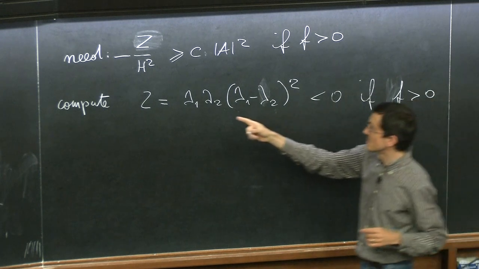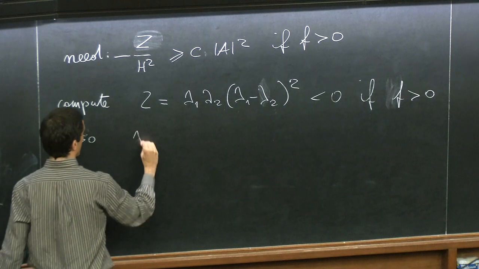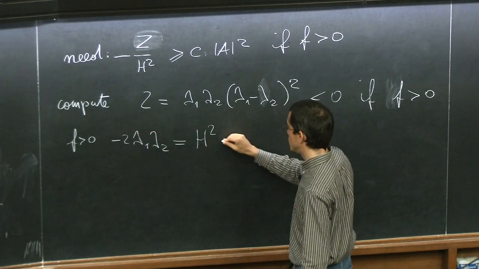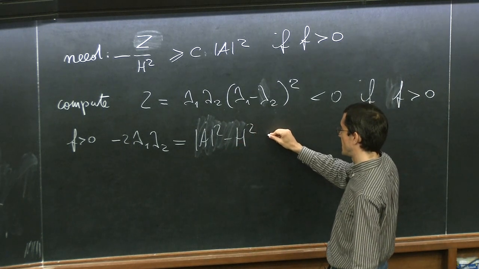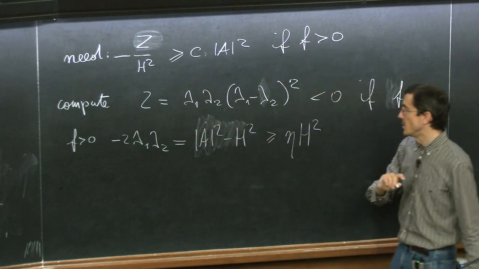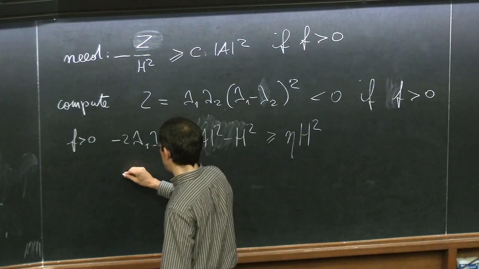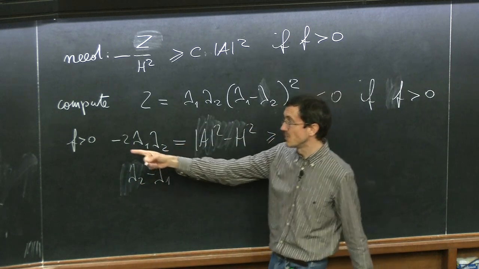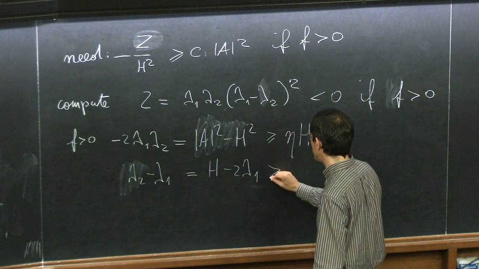But this inequality holds true, because you recall, if f is greater than zero, then minus 2 lambda 1, lambda 2 is a square minus h square, and this is greater than eta h square. So this in absolute value is greater than eta h square. And lambda 2 minus lambda 1, let me write it in this way, lambda 1 is negative at points where f is 0. So this is equal to h minus 2 lambda 1. Lambda 1 is negative, so this is greater than h.